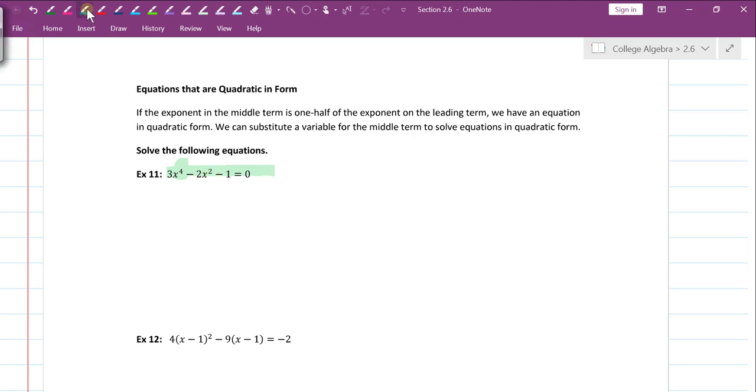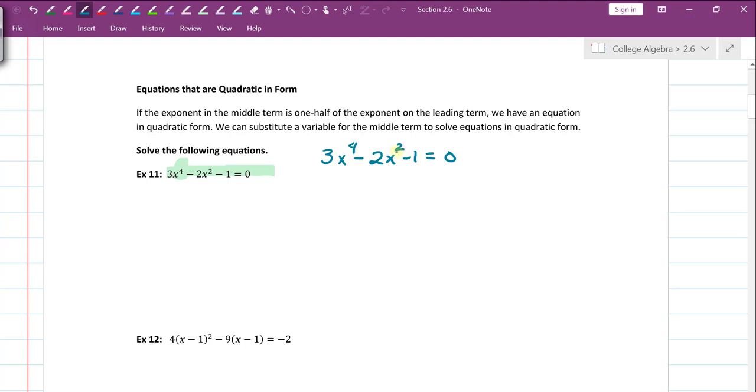So for this very first problem right here, we want to just write down the problem and say it's 3x to the fourth minus 2x squared minus 1 equals 0. It's important to notice that when the variable is raised to a power for a, the leading variable, is twice the middle term. So we have 4 and 2. 2 times 2 is 4, so this is twice this one here. It is actually in a standard quadratic form.